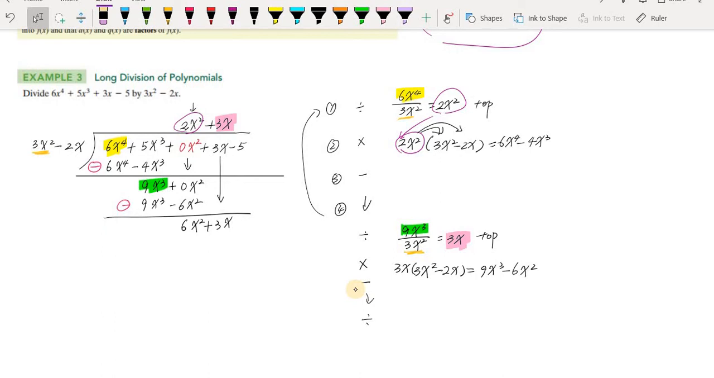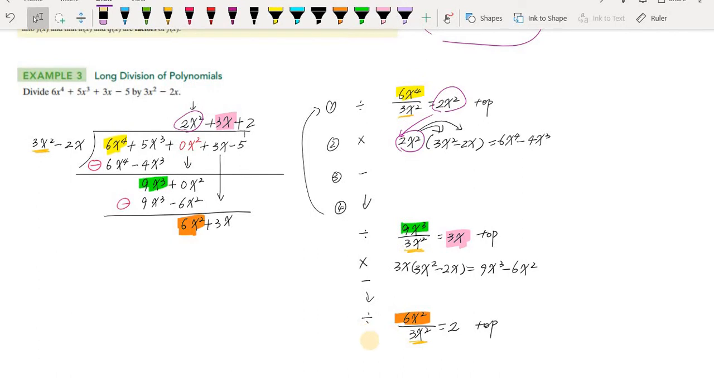So we're going to divide. So now we're going to have a 6x squared. So divide by 3x squared. And then that will give you 2. Okay, we'll put this on the top. So again, we're repeating the process. Now we're going to multiply. So we'll bring this. That will be 2 multiply the divisor. And then distribution, that will be 6x to the second power minus 4x.